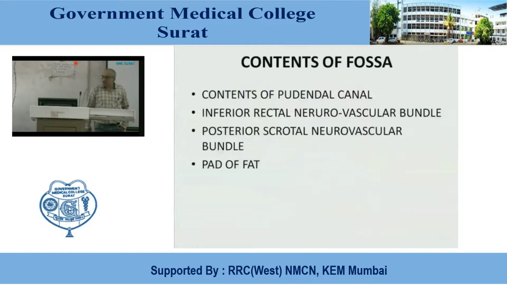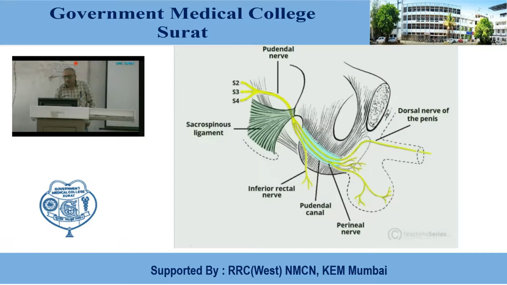Next is the posterior scrotal neurovascular bundle. As I told, the pudendal nerve, while traversing through the pudendal canal, divides into the terminal branches, the dorsal nerve of the penis and the perineal nerve. This perineal nerve gives rise to the posterior scrotal nerve, which is going to innervate the skin of the scrotum, the posterior part of the skin of the scrotum.